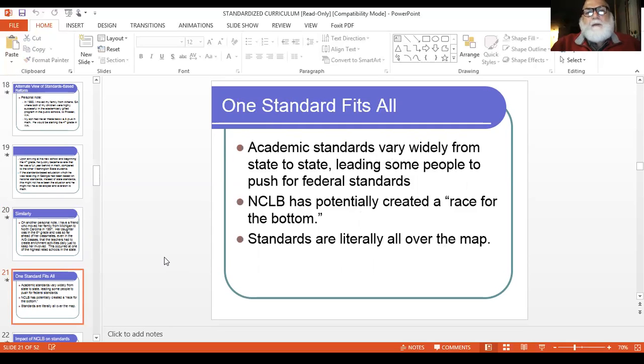Again, academic standards vary widely from state to state. And that's why the push for federal standards, the Common Core. No Child Left Behind has created a race to the bottom. The standards were literally all over the map. If you want your kids to be proficient, you just lower the number of correct answers it takes to make them proficient rather than teach them more. That's the problem that we've had with standards in North Carolina.